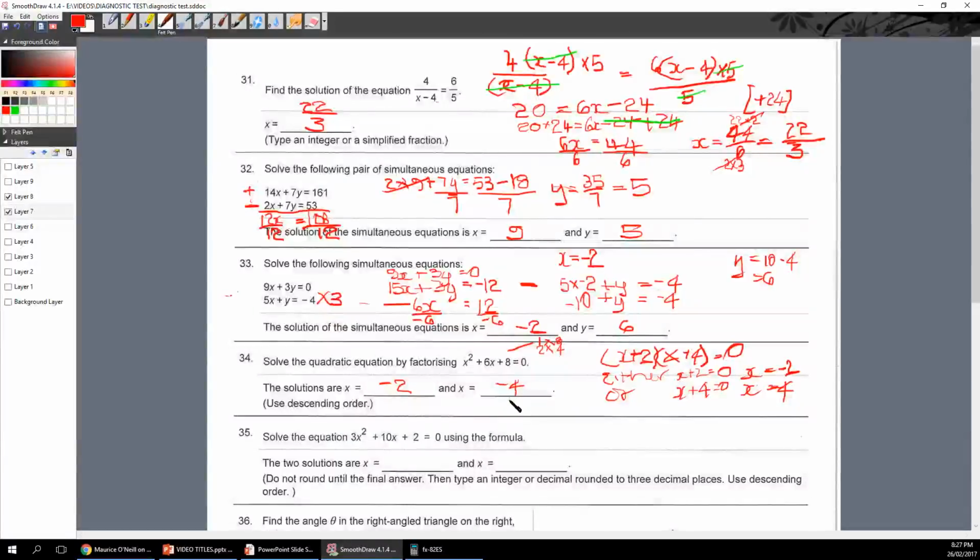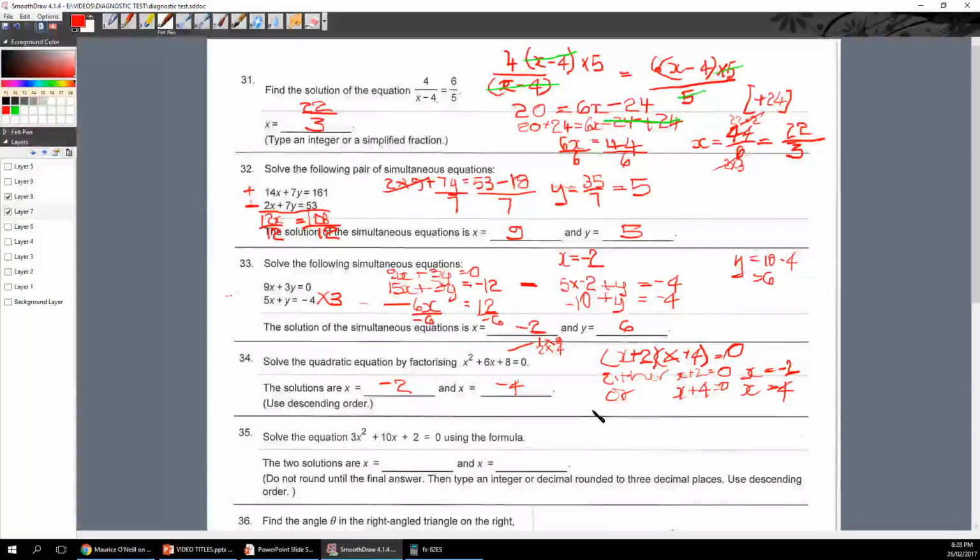So you can also check it out. If you go negative 2, negative 2 squared is 4. Negative 2 times 6 is negative 12. So that's 4 plus negative 12 is negative 8, plus 8 equals 0. And similarly with 4: 4 squared is 16, 6 times 4 is 24. So that's 16, and that's 8, and that's negative 24, equals 0. So that's all good.